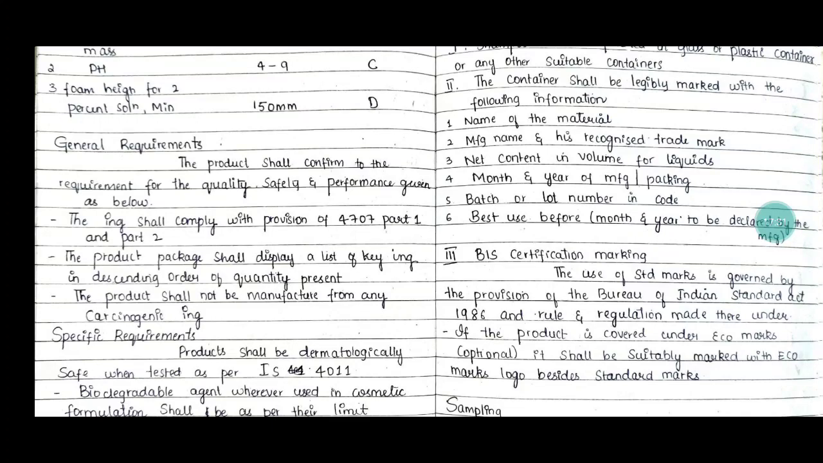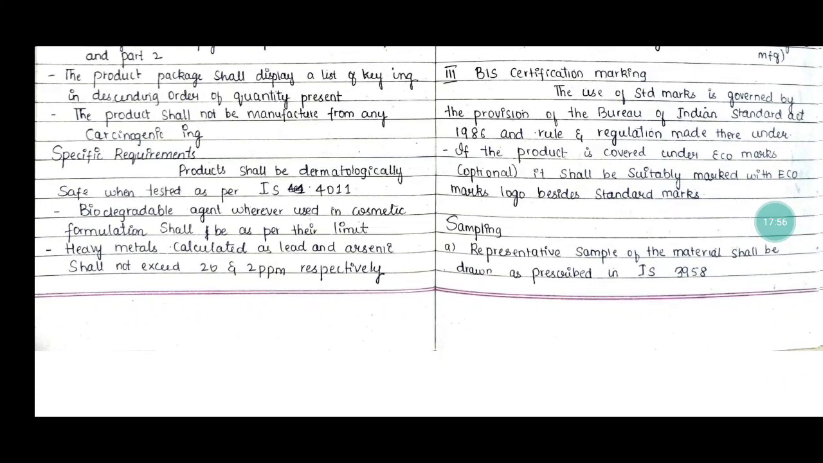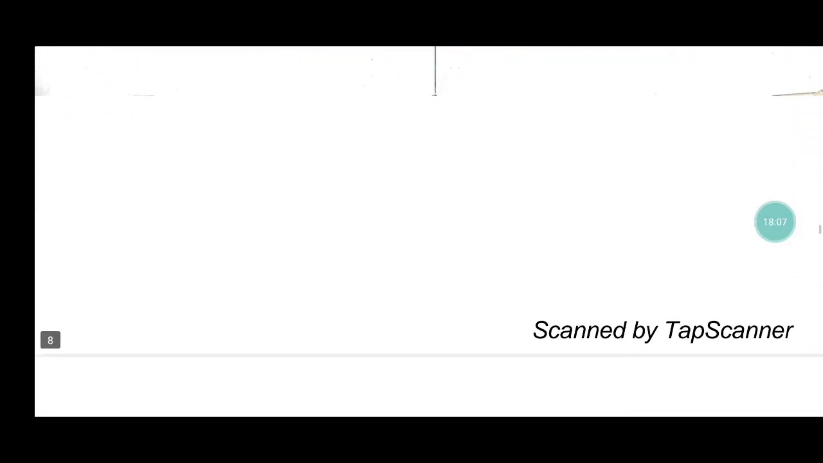Whereas third, that is BIS certification marking. The marking is also important for the standard marks, governed by the provisions of the Bureau of Indian Standards Act, 1986, and the rules and regulations made under it. If the product is covered under the Eco Mark, that is optional, it shall be suitably marked with the Eco Mark logo beside the standard marks. Whereas sampling: representative samples of the material shall be drawn as prescribed in the Indian Standard 3958.